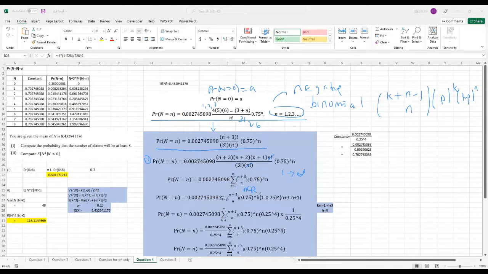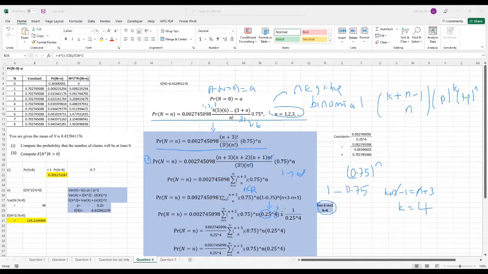From this, we need to find k, because we have 0.75 to the power of n. So how to find k? We take 1 minus 0.75, so we come out with 0.25. How to get the 4? It's because k plus n minus 1 equals n plus 3. So from this, we know k equals 4. Okay, so k equals 4.